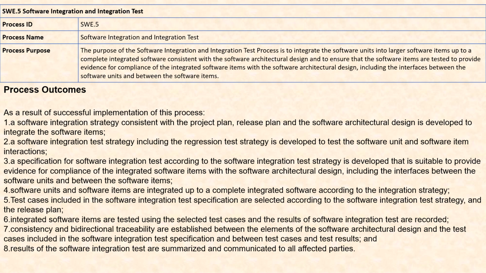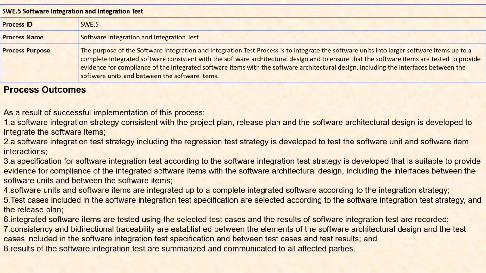Next comes the process outcomes. As a result of the successful implementation of this process, a software integration strategy consistent with project plan, release plan and software architectural design is developed to integrate the software items. So first, a proper design plan and a release plan are clearly outlined, prepared, and only then, according to that, you integrate the software items.